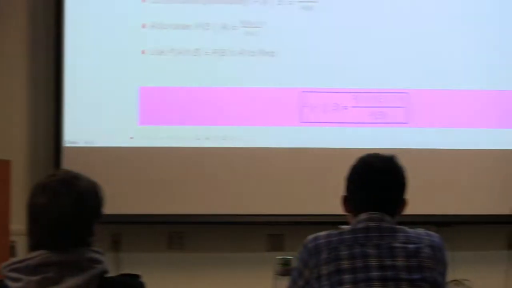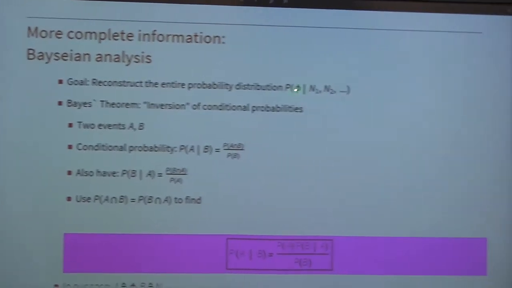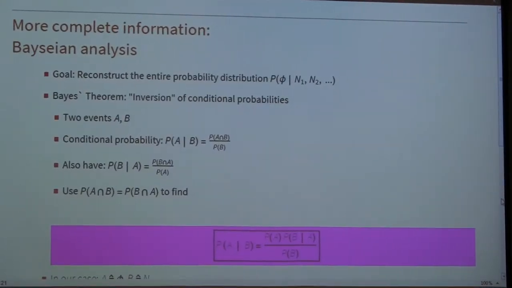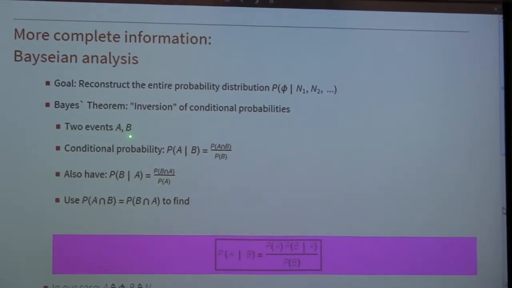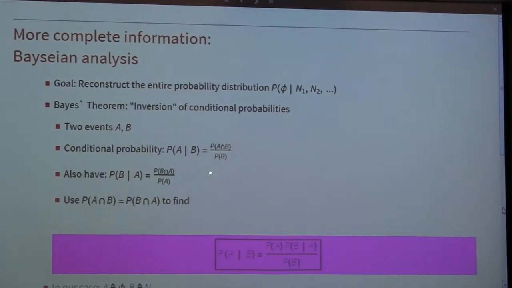So just to show you what the Bayesian theory looks like, basically you want to find the probability that the interferometer has a phase shift of phi, given that you've made a number of measurements of the output. You've thrown photons at it and you've detected them in the output ports. So Bayes' theorem involves two events, basically A and B. And it uses the fact that the conditional probability, the probability of A given B, is equal to the probability of A and B over the probability of B. That's the definition of a conditional probability. And it also works the other way around. The probability of B given A is, by symmetry, the probability of A and B, or B and A, which is the same thing, over the probability of A.